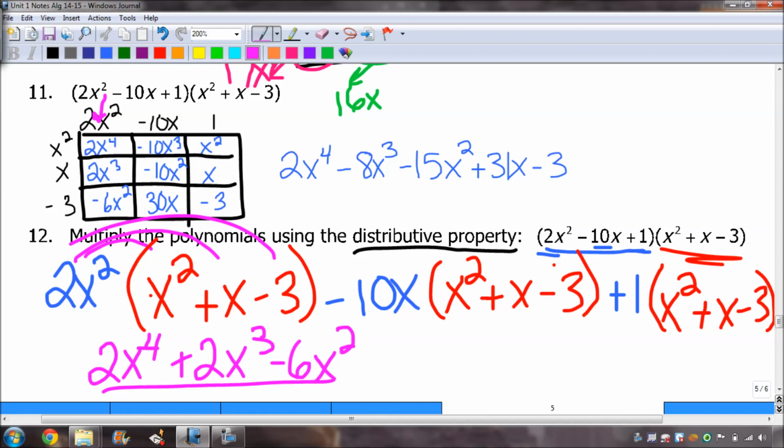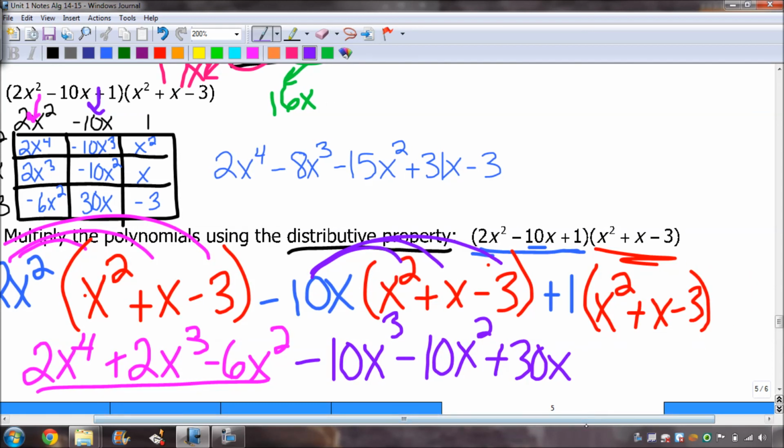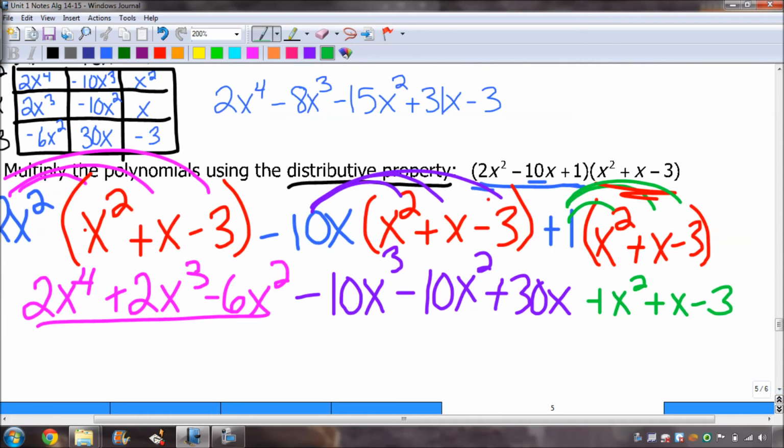Now the next one, you have to be really careful when you distribute that negative, okay? So this ends up being negative 10x cubed minus 10x squared plus positive 30x, okay? And same thing, look right here. It's the exact same numbers that we have in that column, okay? And then the last expression that we end up getting when we distribute the 1 through, that's easy. You get x squared plus x minus 3, which again is what you have in this column. So if you notice, it's really essentially the same thing.